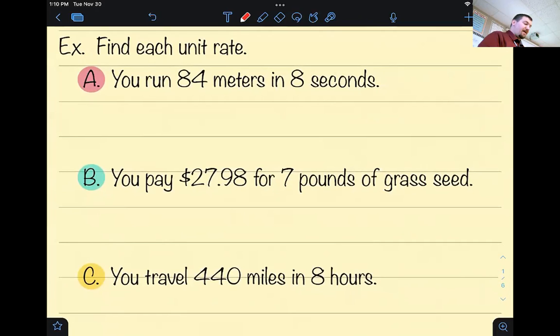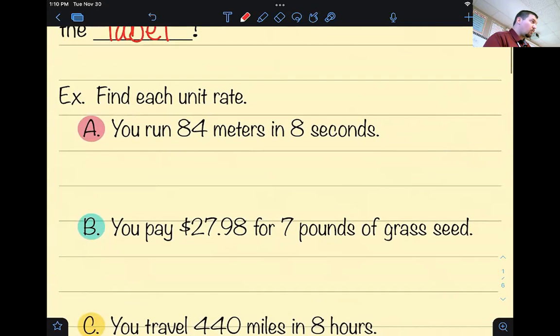All right, let's start by finding these unit rates. You run 84 meters in 8 seconds. What is your speed? What is it, Xander? 12 meters in 1 second. 12 meters per second. That's not right. Okay.